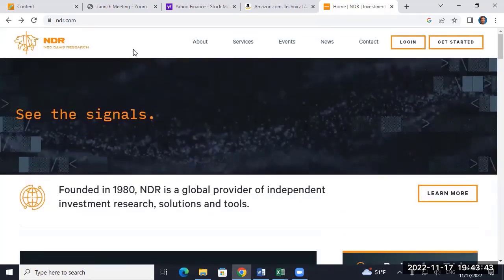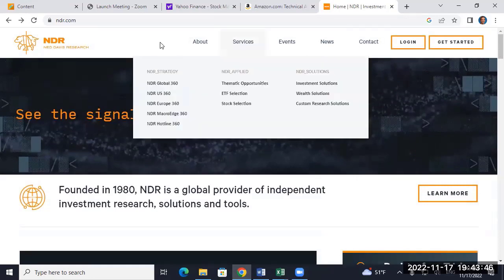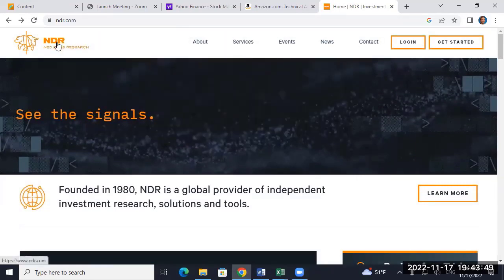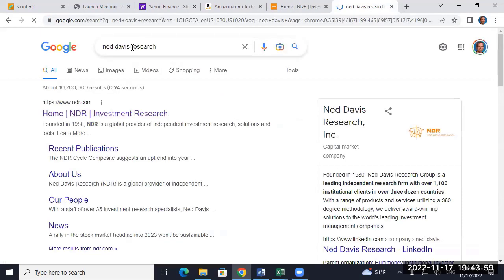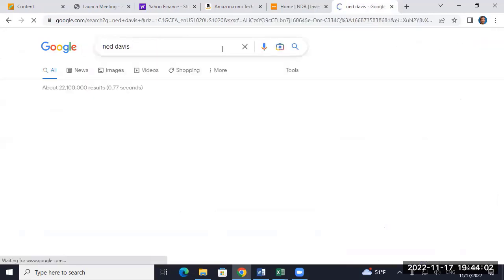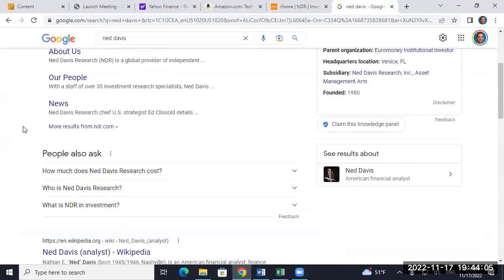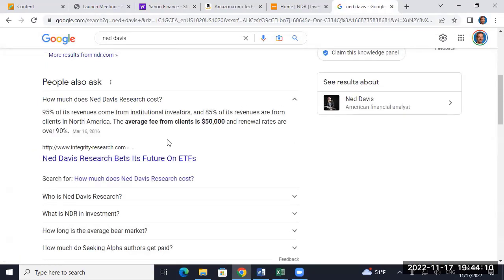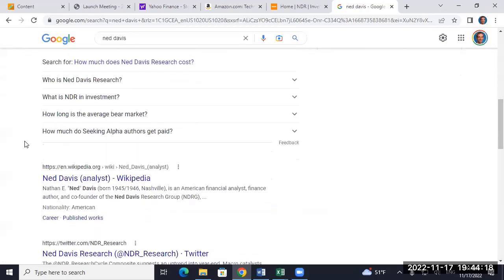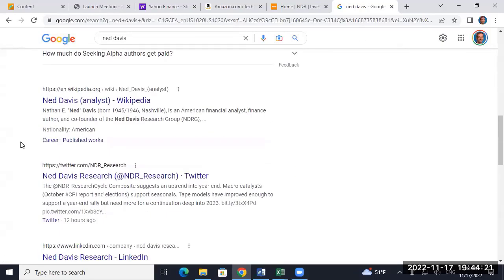So if you're interested in technical analysis, I would definitely get onto their site and read about it. Ned Davis is still around. The last I heard, he sold the firm. I don't want research, I just want Ned Davis. He sold the firm. Oh, there we go. How much does Ned Davis cost? Average fee for clients is $50,000. Okay, so yeah, it's a little more than I was thinking. I guess I should have looked at the bills when I was signing off on them.